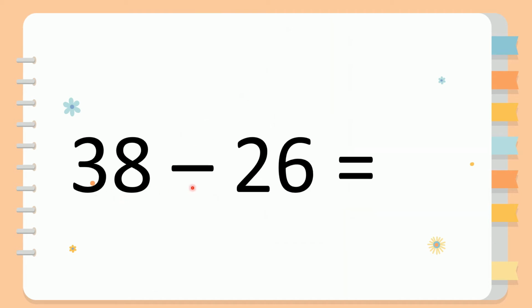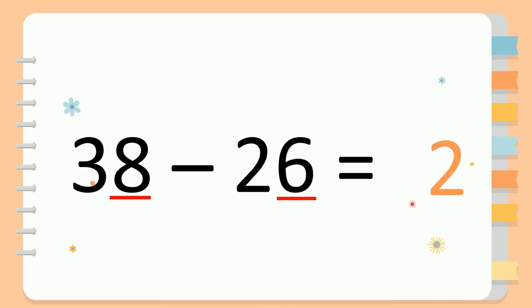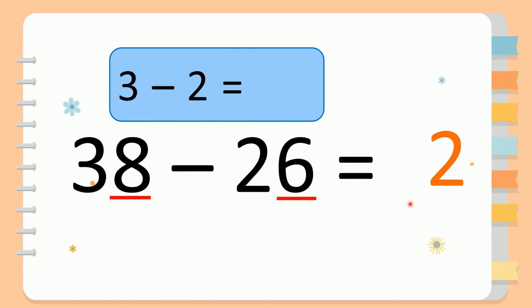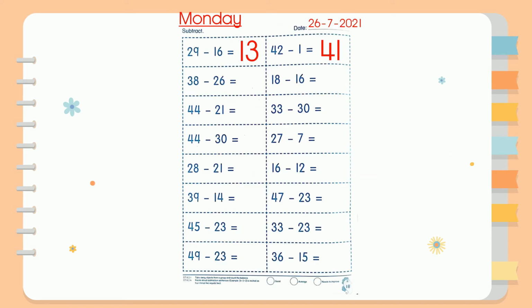So let's see the question 3. 38 minus 26 equal how many? Draw line part of the ones. That is 8 minus 6 equal 2. So please write down 2. Let's see part of the tens. 3 minus 2 equal? Yes, it's 1. So please write down 1. 38 minus 26 equal 12. Write down the answer 12.